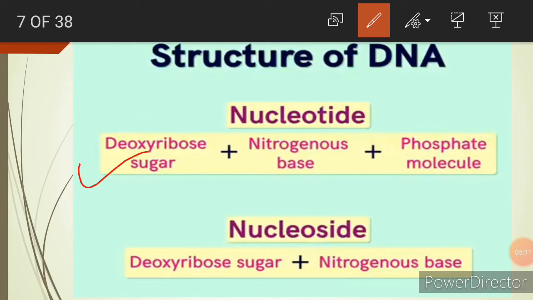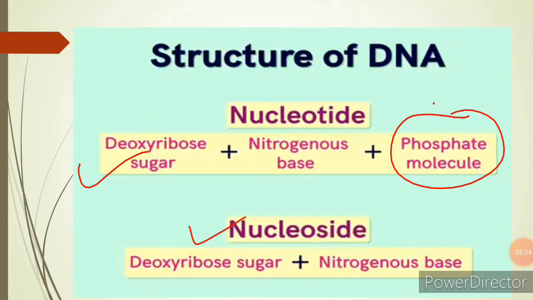This is a nucleotide. And what if the phosphate group is removed from this nucleotide unit? See here in the nucleotide, the phosphate group is there. What if this phosphate group is removed? Then it is called a nucleoside. So a nucleoside is deoxyribose sugar plus nitrogenous base.